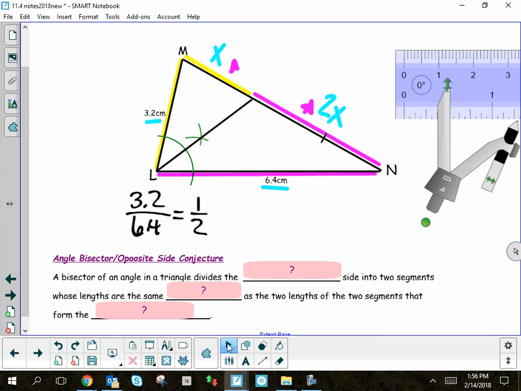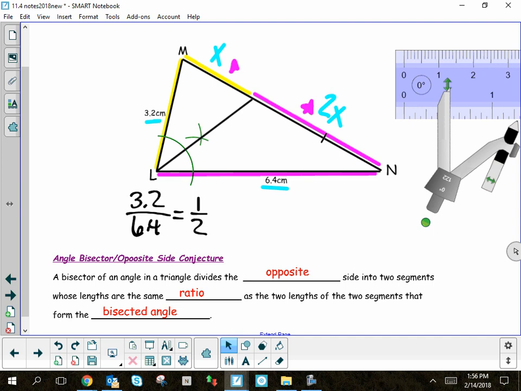So it says a bisector of an angle in a triangle divides the opposite side into 2 segments whose lengths are the same ratio as the 2 lengths of the 2 segments that form the bisected angle.